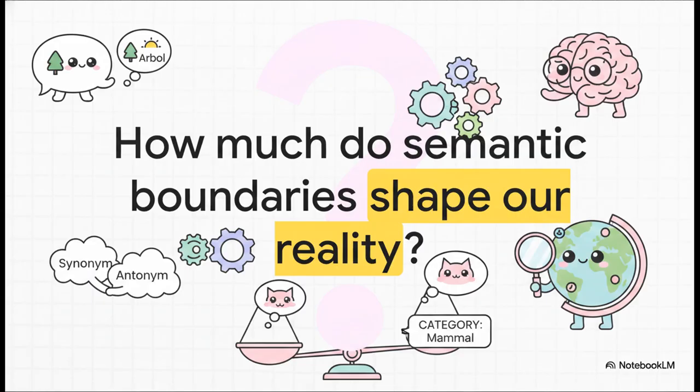If Saussure was right, and the link between signifier and signified is literally just a tacit social agreement, how much do these strict semantic rules, our synonyms, our antonyms, our categories, dictate the very way we perceive the world around us? Keep questioning those boundaries, and good luck with your studies.